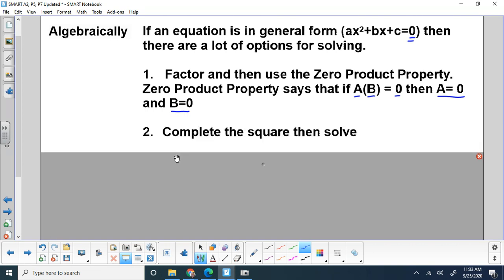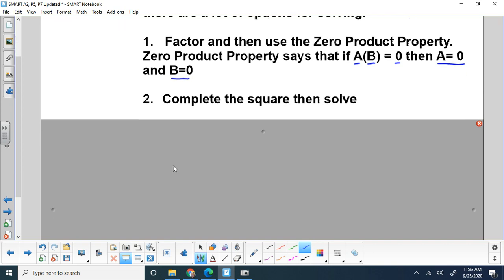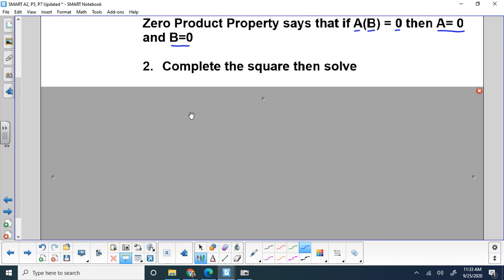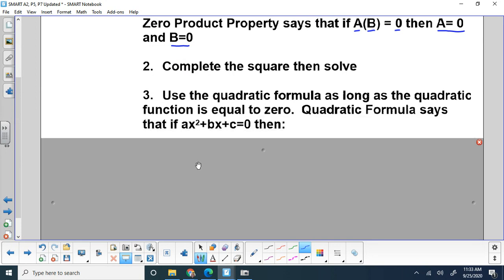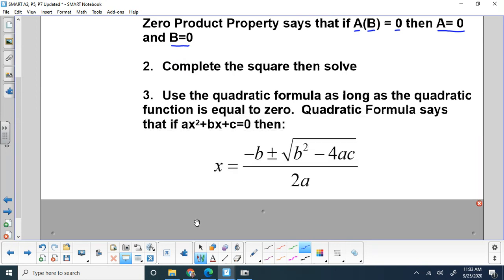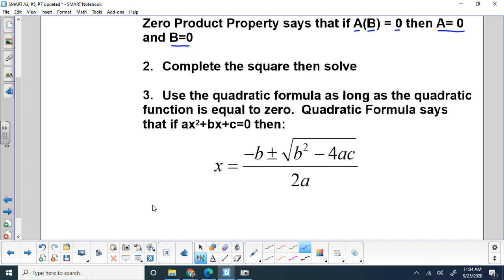Another method that we can use to solve algebraically is called completing the square. I'm going to highlight this method tomorrow in the Edpuzzle for class. The third and final method that we have for algebraically solving a quadratic equation is to use the quadratic formula.